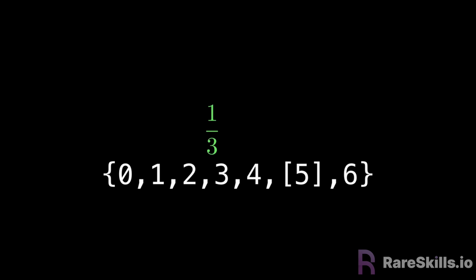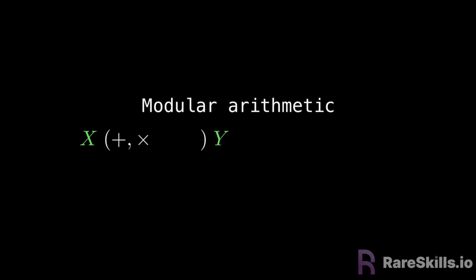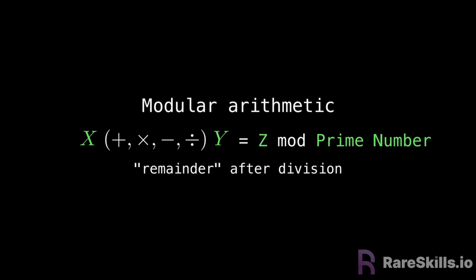But how did I know to map 1/3 to 5 in this example, and how would I do that in general? Let's explain modular arithmetic from first principles, then work our way towards figuring out how we can solve the problem we just showed. Modular arithmetic means that after we do any addition, multiplication, subtraction, or division, we take the result and compute the modulus with some prime number. The modulus is a fancy word for remainder after division.